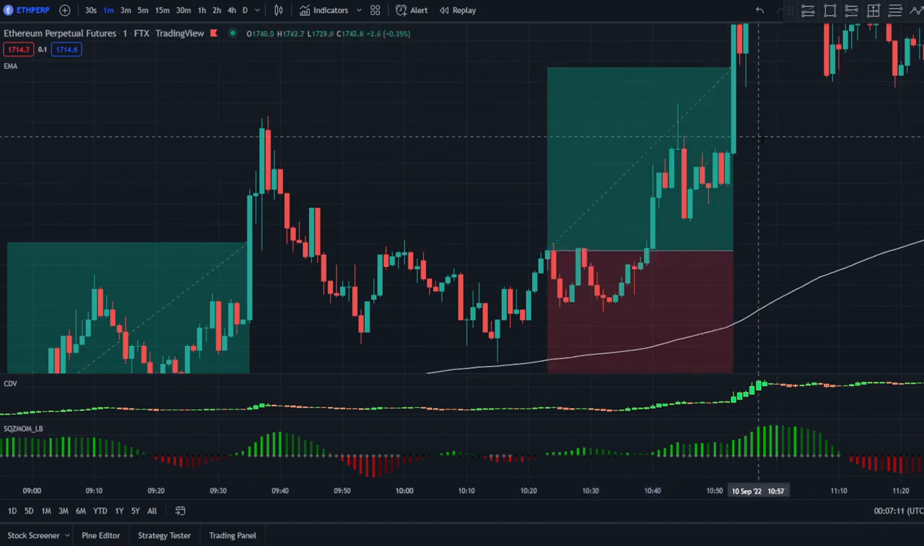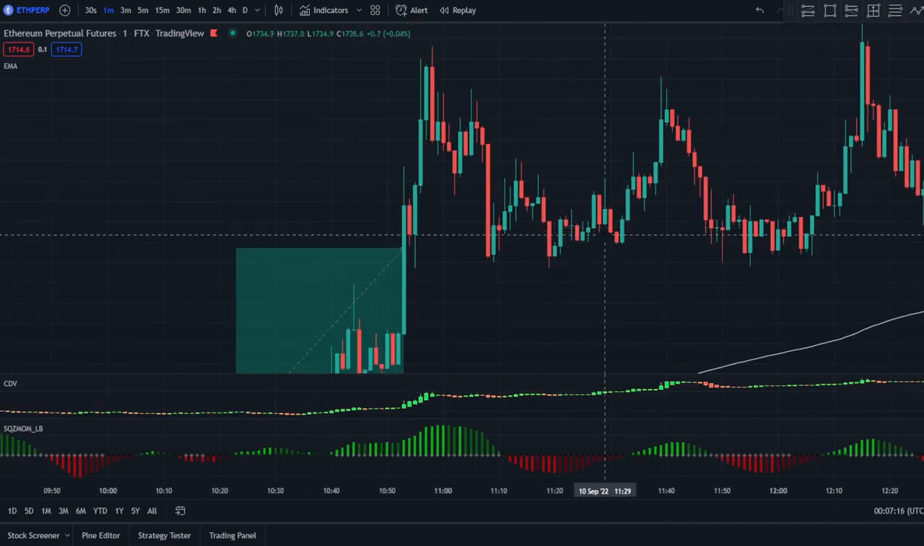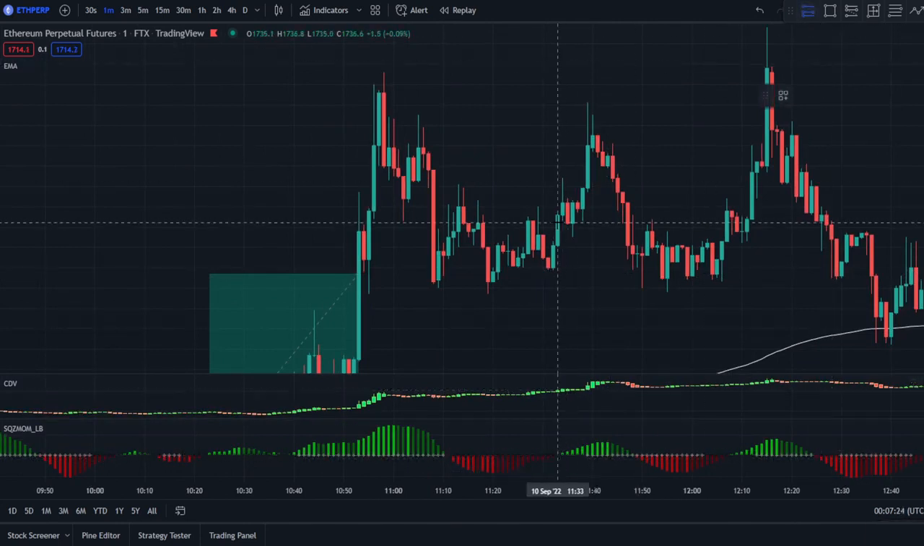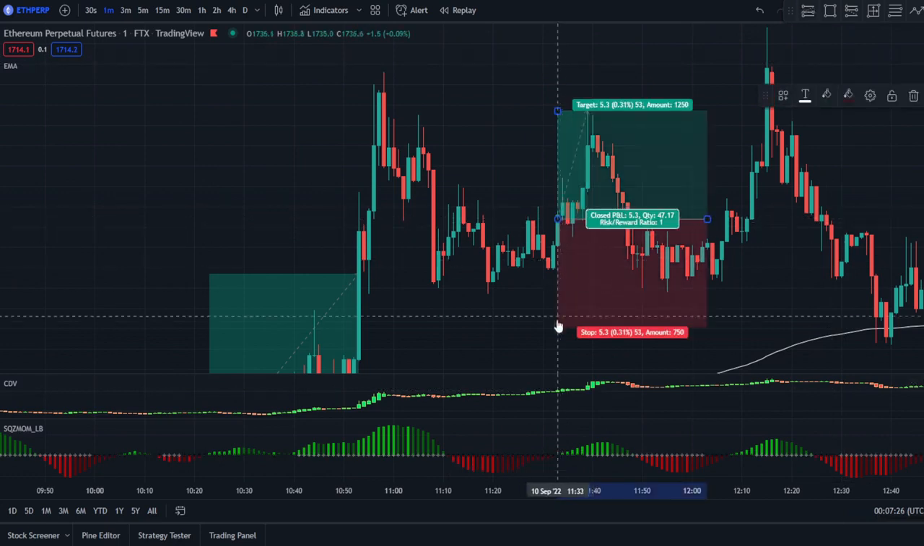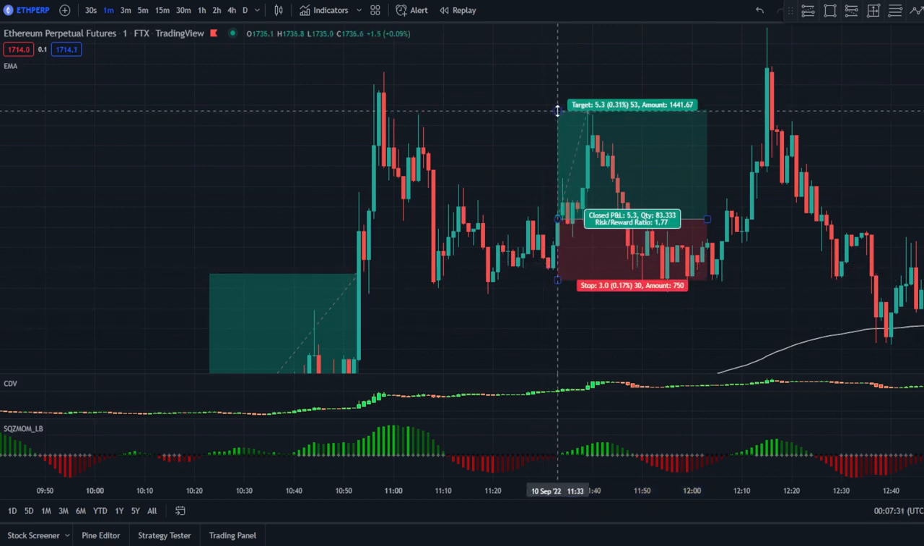Valid signal right there, and there you have it. Same thing here, you can see that we have a change from red to green here, and the CDV indicator is green in color, so we have another valid position. Stop loss will be right below the recent swing low, which is right here, and we take a 1.5:1.